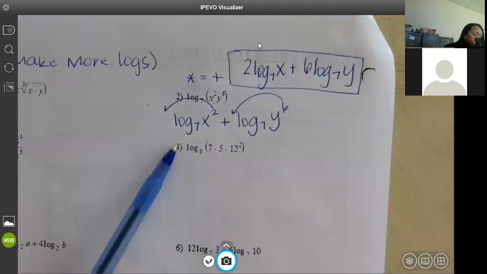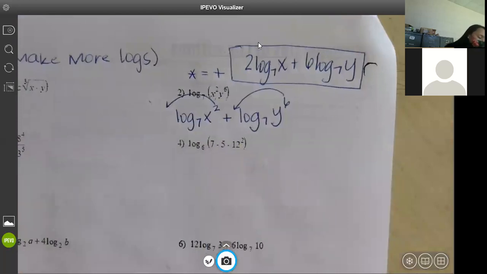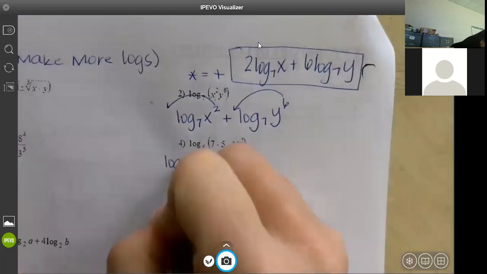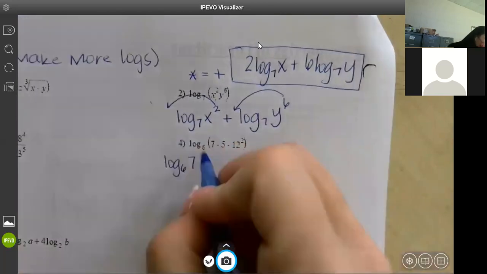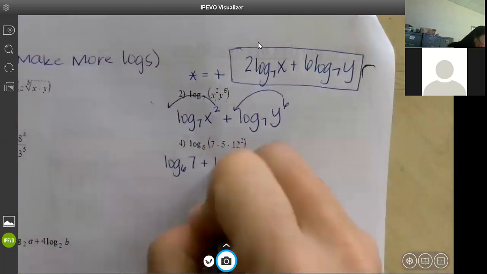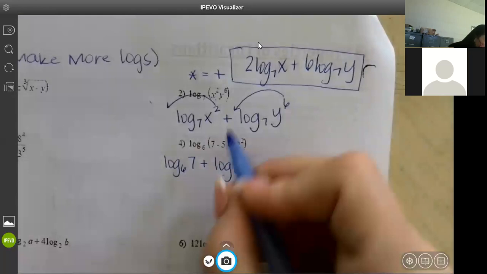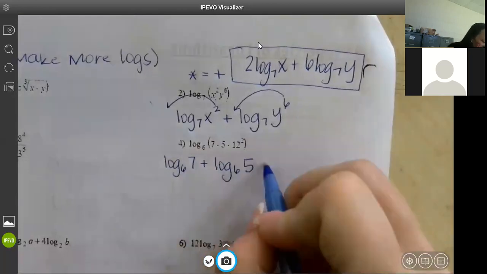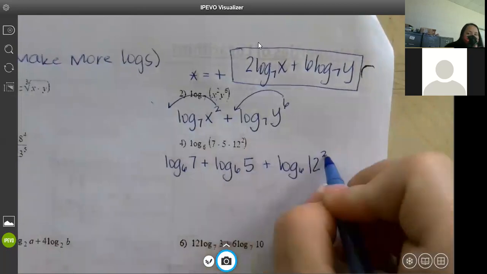All right, so we'll go to number 4. We can see that it's multiplied 7 times 5 times 12 squared. We're going to expand it, so we're going to make multiple logs. So my first log is log base 6 of 7. Instead of multiply, we're going to add. It's going to stay the same, log base 6 of the next number, which is 5, plus log base 6 of 12 squared.